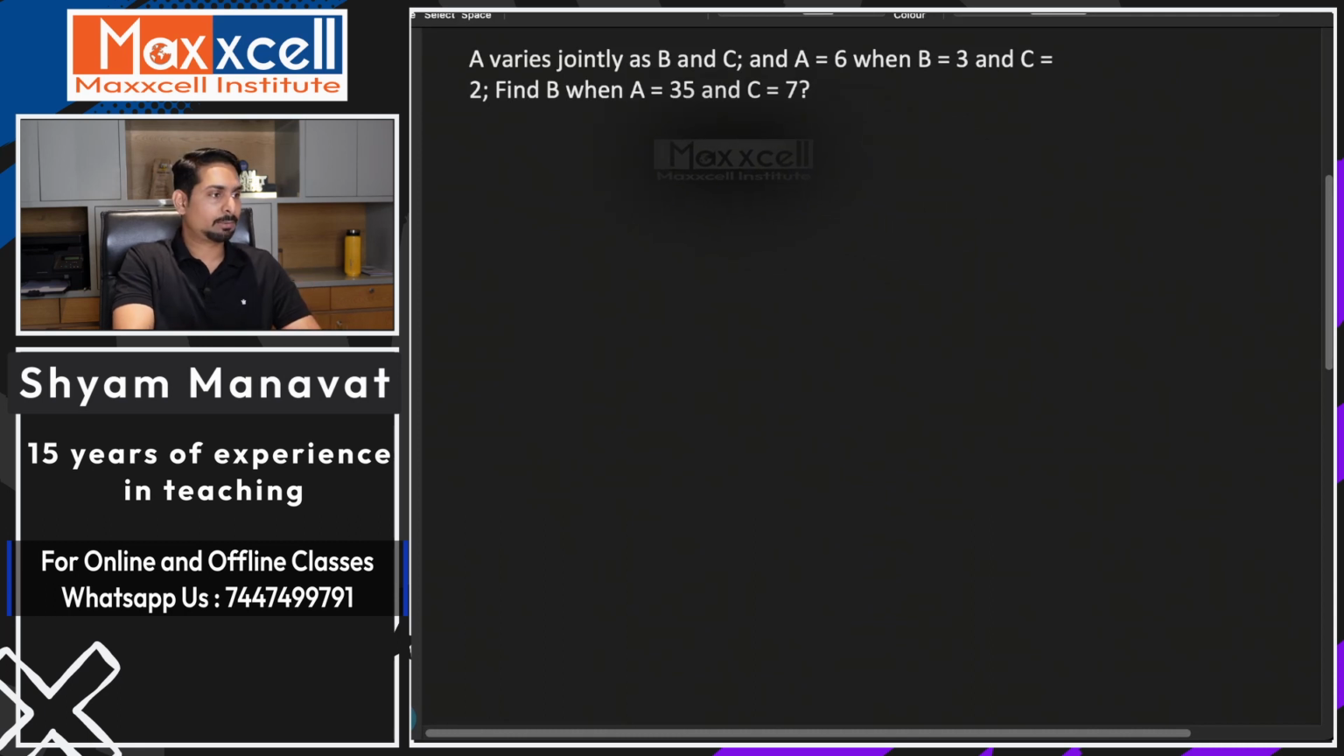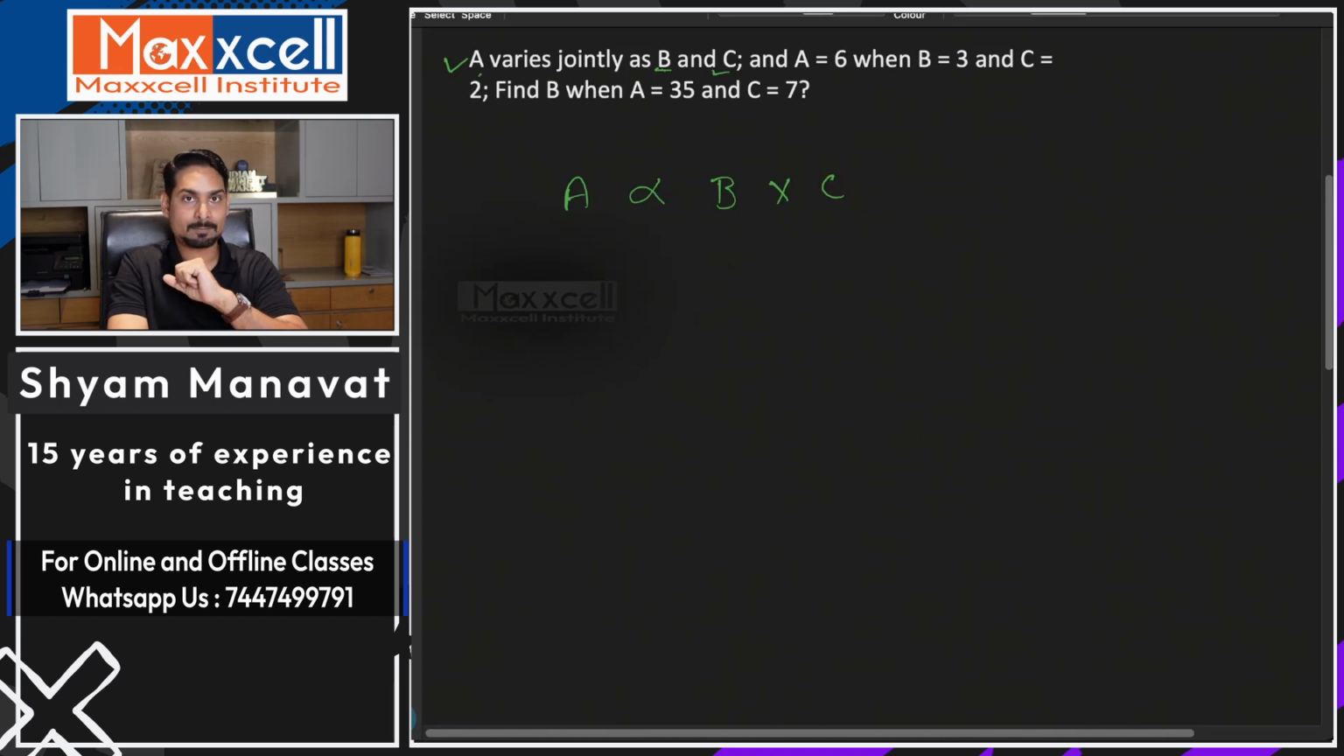Now today, jointly proportional. Let's see some questions and understand jointly proportional with an example. Here it says A varies jointly as B and C. That means A is proportional to B and C, so it's B multiplied by C. It is not B plus C, remember. It is B multiplied by C.